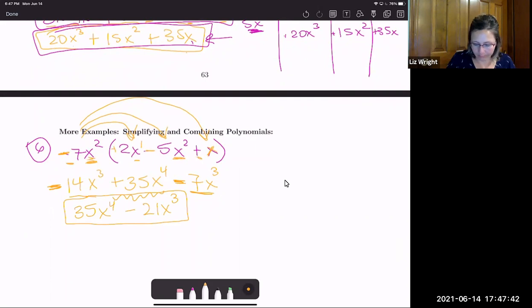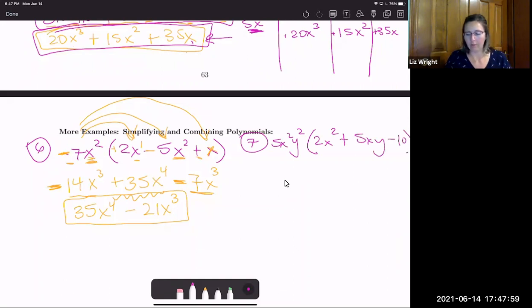Let's try another one. So the next one, we've got 5x squared y squared times the quantity of 2x squared plus 5xy minus 10. So again, let's go ahead and distribute.